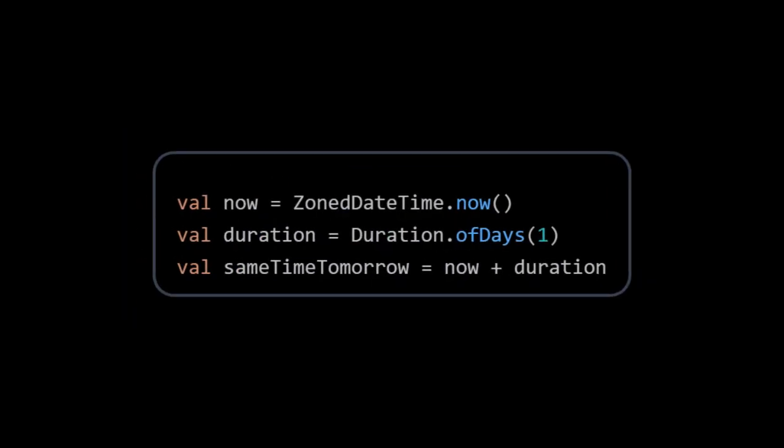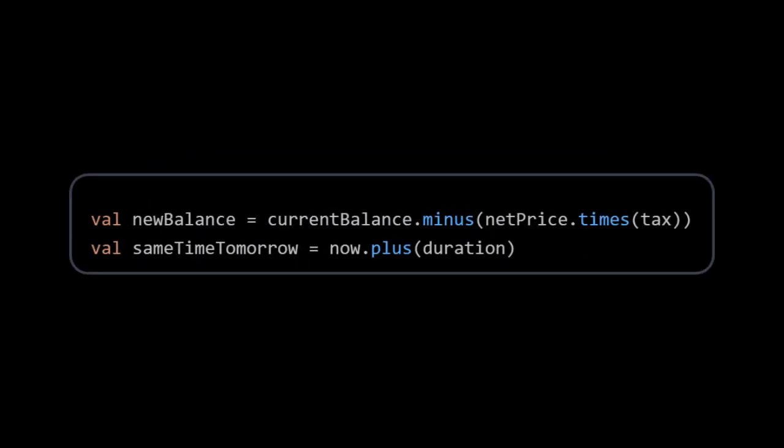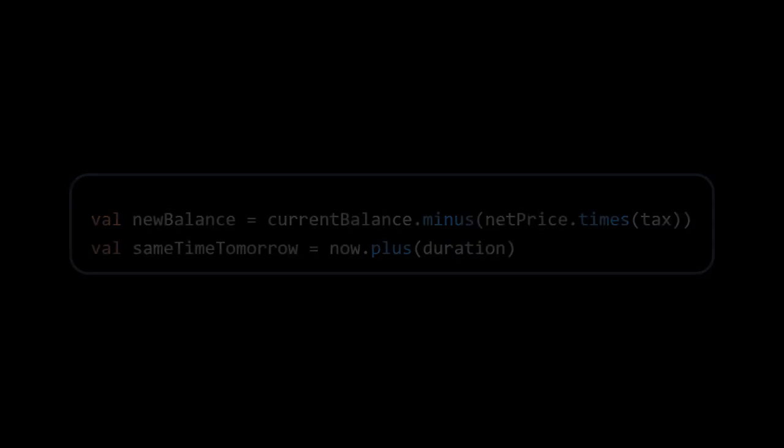We can also add duration to time. We take the current ZonedDateTime, create a duration of 1 day, and simply add the duration to now to get the same time tomorrow. You can do the same by using explicit methods. Instead of the minus and times operators, you call the minus and times functions, and instead of the plus operator, you call the plus function. I hope that the value of using operators here is clear.